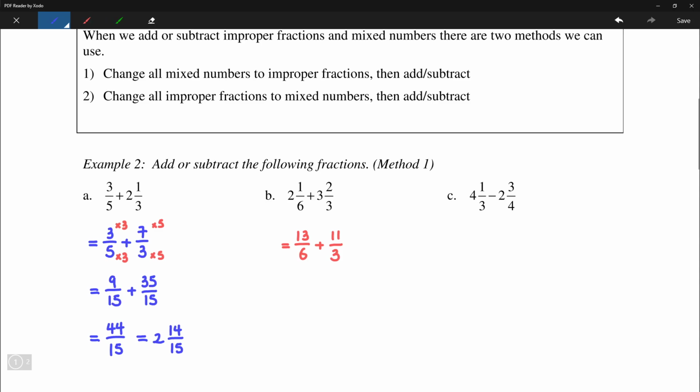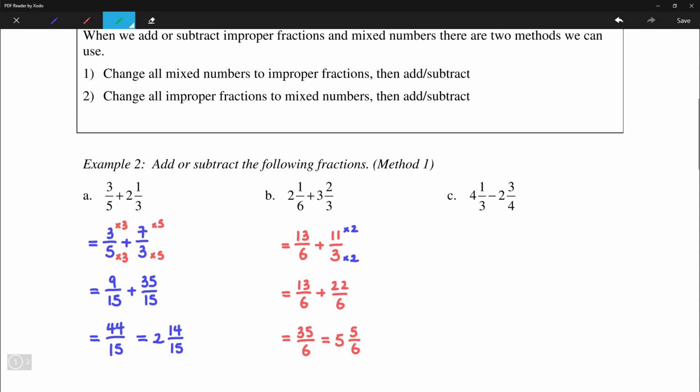In this case, the lowest common denominator is 6. So we're going to multiply the second fraction by 2 in both the numerator and denominator, which will give us 13 over 6 plus 22 over 6. So now we can just add the numerators together, which gives us 35 over 6. And finally, we can rewrite the final answer as a mixed number. 35 divided by 6 gives us 5 and a remainder of 5 over 6. Okay.